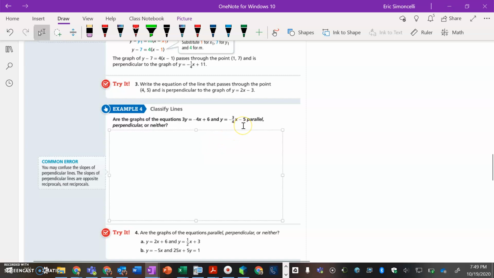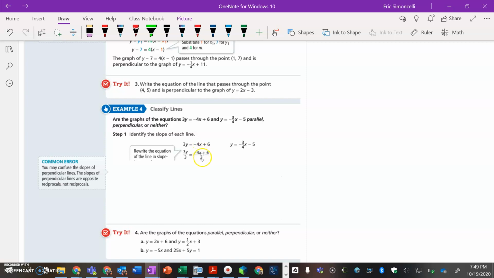Example 4, classifying lines, says, are the graphs of the equations 3y equals negative 4x plus 6 and y equals negative 3/4 x minus 5 parallel, perpendicular, or neither? So the first thing you'll do is identify the slope of each line. And in doing so, you'll have to rewrite the first equation in slope-intercept form. If you simply divide both sides by 3, you'll end up with y equals negative 4/3 x plus 2. The other line has a slope of negative 3/4, so we're comparing negative 4/3 to negative 3/4. Although those are reciprocals, they're not opposites.